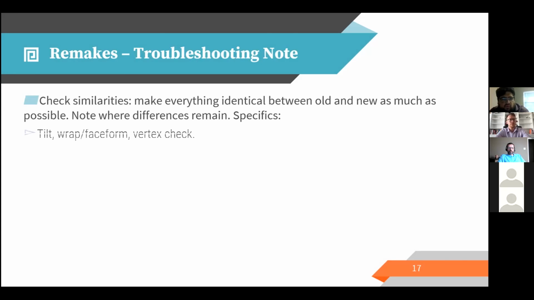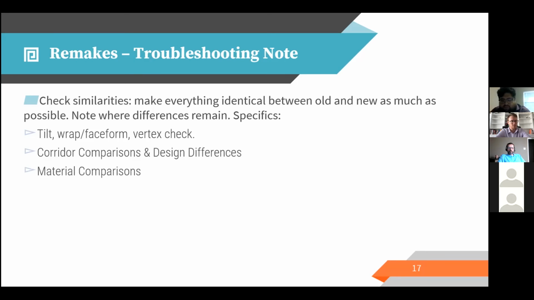First-time wearers are different, of course, but specifically tilt, wrap, freeform, vertex. Check between the comparisons of the corridor. See if you could find out what that old design was. Was it a short fit? Was it conventional? Was there something about the design philosophy that was completely different?